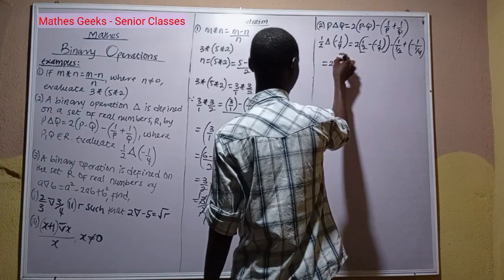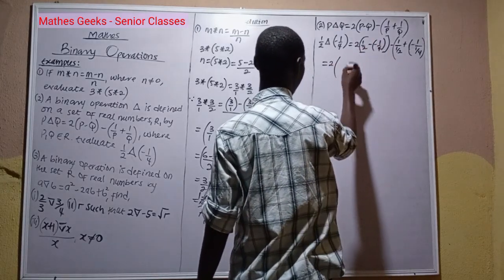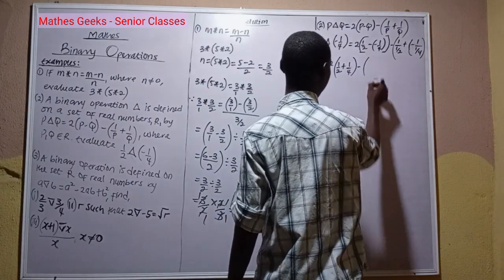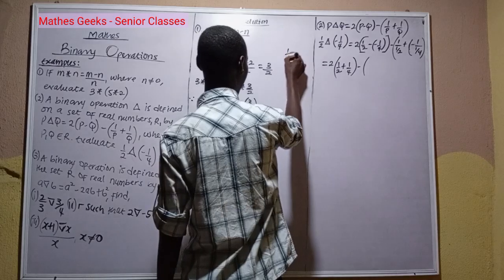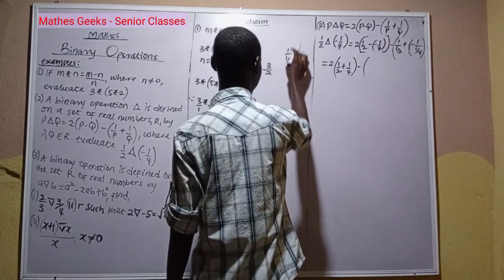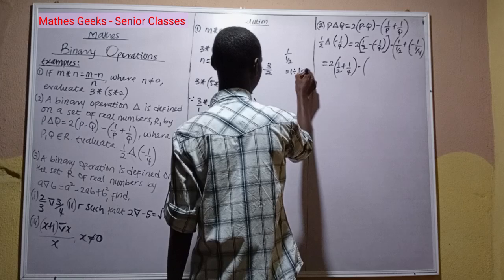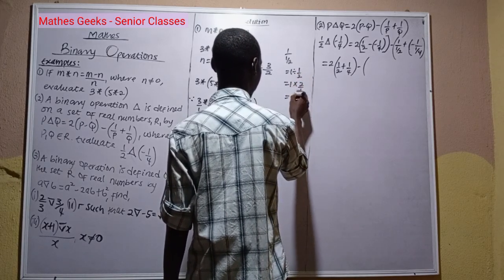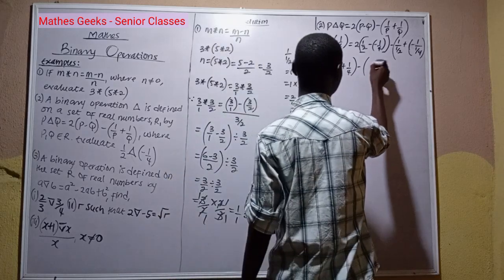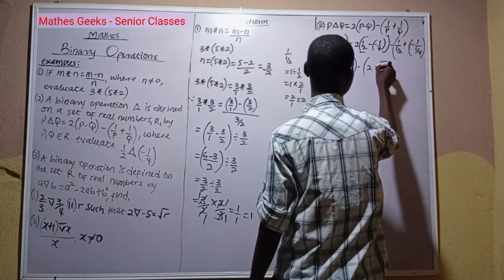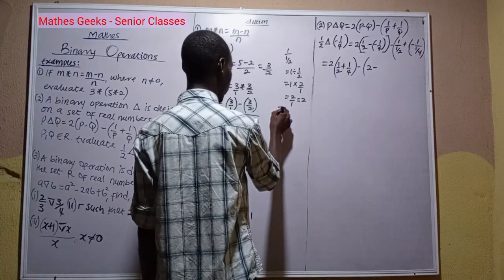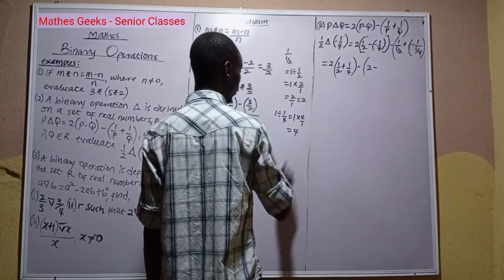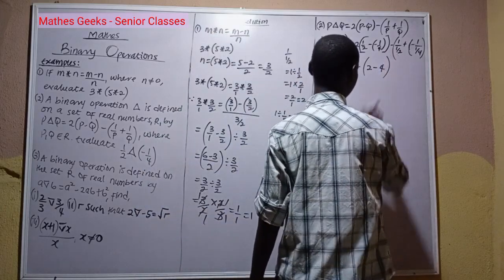So this will give us 2 minus minus is plus, 1 over 2 plus 1 over 4, minus. Now, when you have 1 over 1 over 2, it's like 1 divided by 1 over 2. This will give us 1 times 2 over 1, that is 2. So here will be 2, and plus times minus is minus. Same thing with 1 divided by 1 over 4, which is 1 times 4 over 1. That will give us 4, so 2 minus 4.